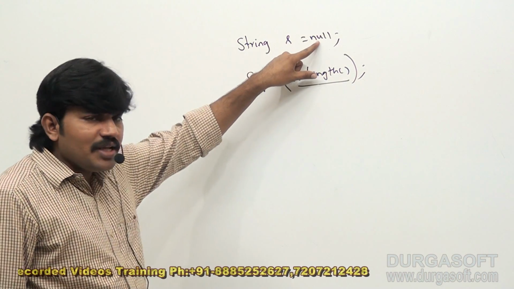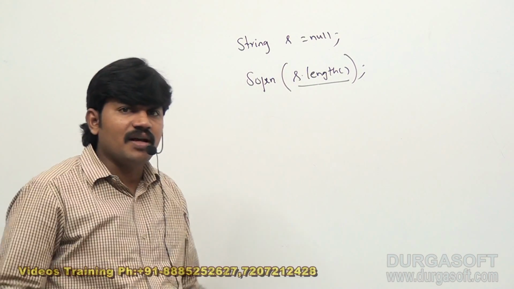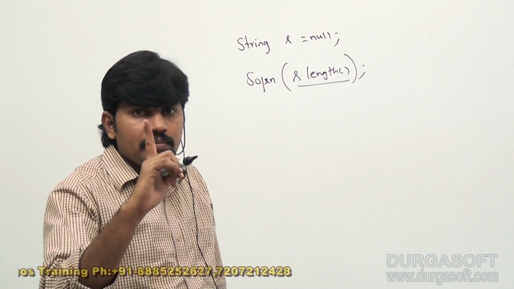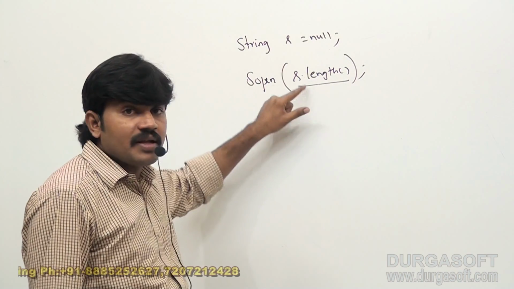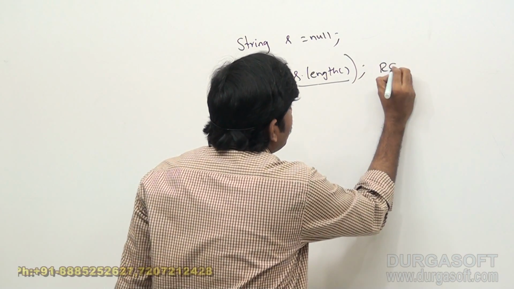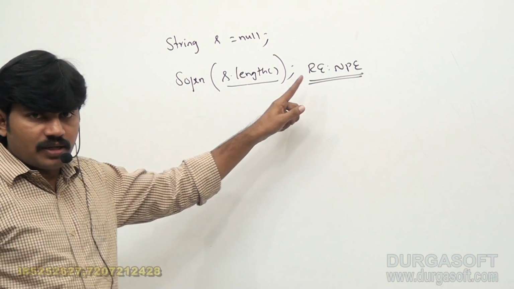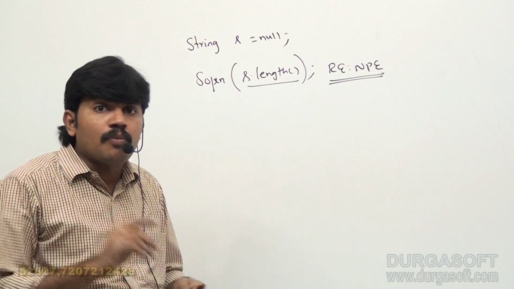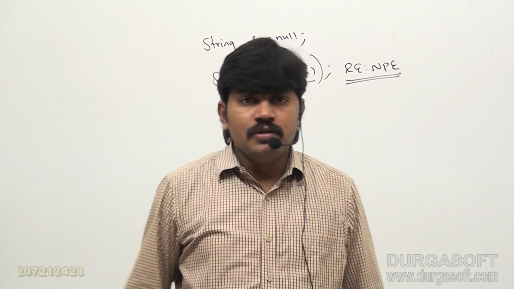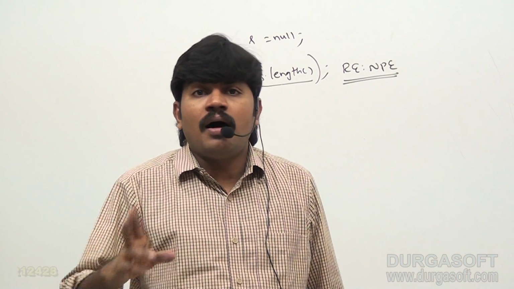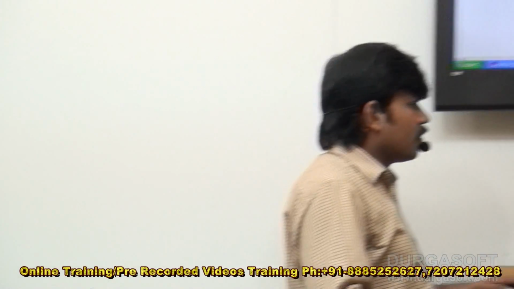Null means the string object is not there. Without an object, how can I ask its length? Are you getting it? By mistake, if you are trying to perform any operation on a null reference, immediately we will get what? Null pointer exception, right? I hope you are able to understand. Important loophole, sir: if you got a null pointer exception, it means you are performing an operation on a null reference. Clear, right?